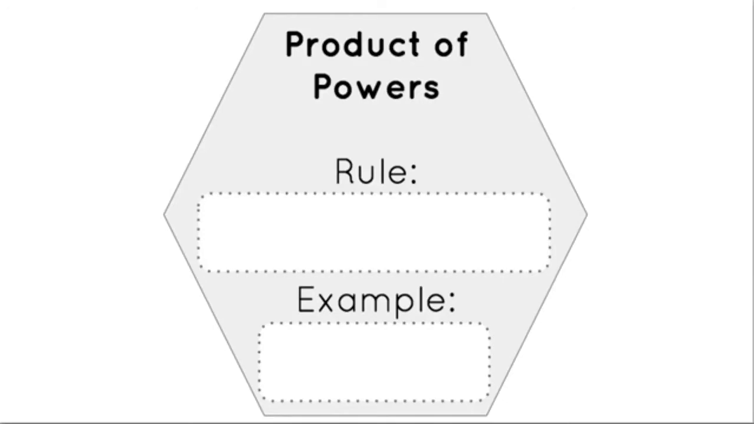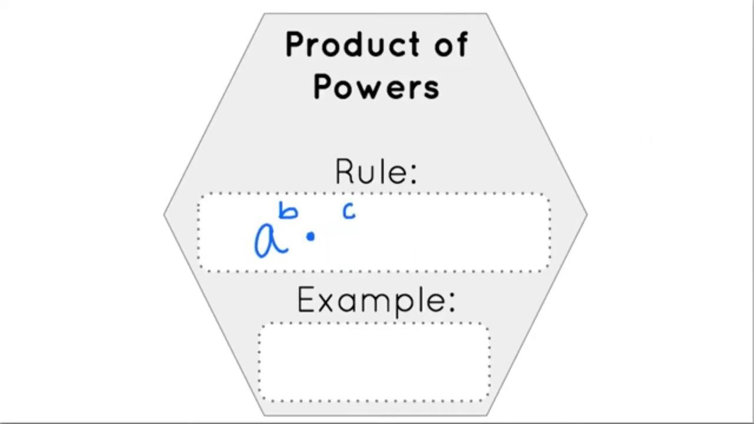Okay, so product of powers, we have a product, which is multiplication. So multiplication of powers. Let's see if we can get connected here. There we go. So multiplication with powers. So that means that I have two powers and they're being multiplied by each other. Okay, let me make this a little more clear.